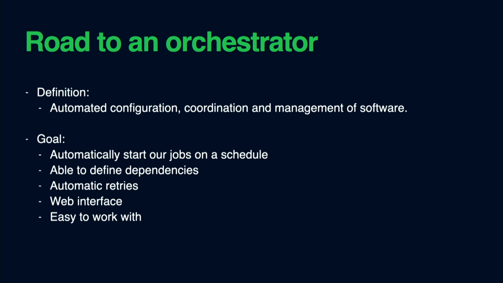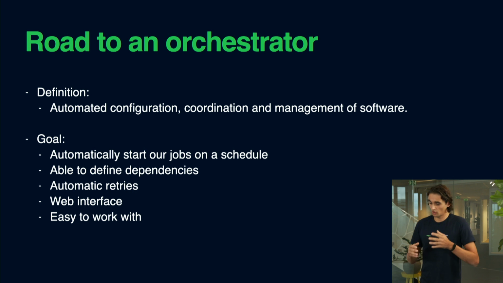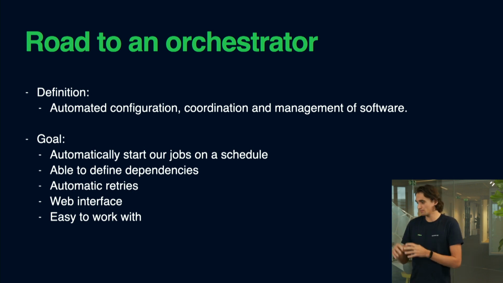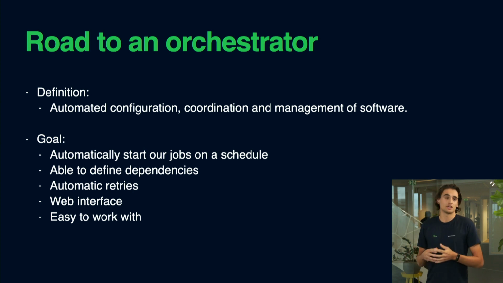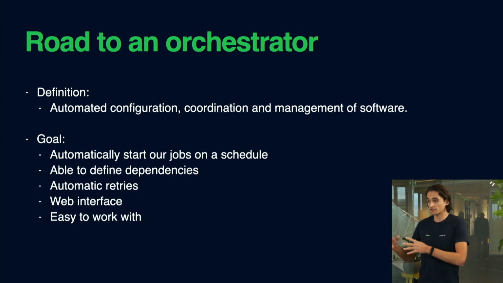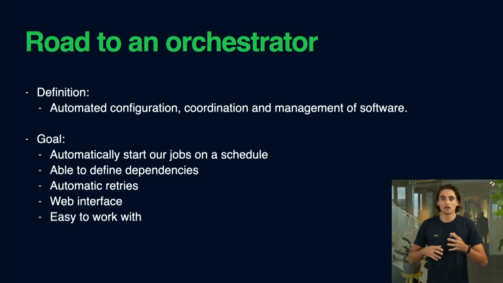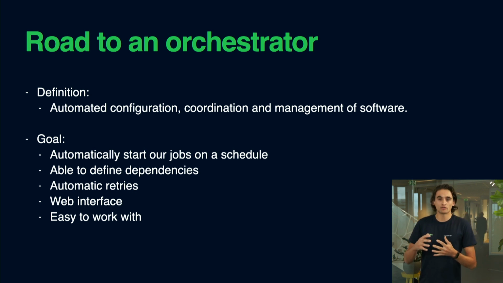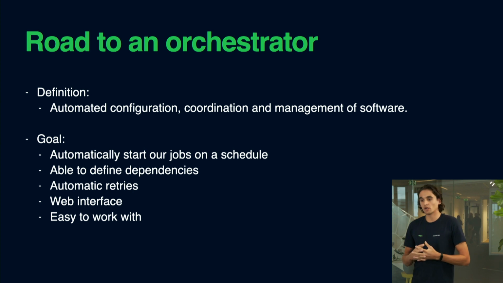So our goal with the orchestrator was to be able to automatically start our jobs on a schedule, to be able to define the dependencies between tasks, so that if one task succeeds, only then the next task can start. To have automatic retries, because sometimes due to a blip of the universe, your task fails, and then you don't want all the other tasks to halt, you just want to automatically retry. To have a nice web interface, so we have a better look on how everything is going. And finally, we wanted something to be easy to work with.